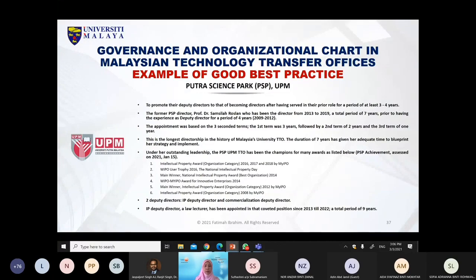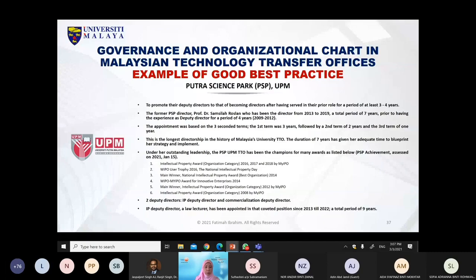One deputy director takes care of the IP, and another one focuses on commercialization, whereas at other universities, like University Malaya, we only have one deputy director, and UKM also only has one deputy director. But UTM has two deputy directors, where one is located in JB, Johor Bahru, and another one is located in Kuala Lumpur.